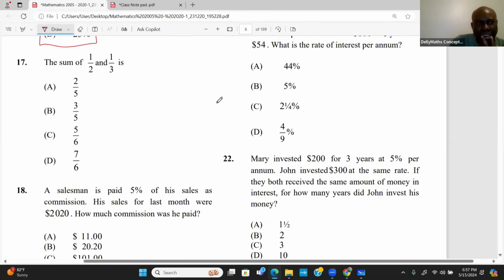I'm going to poll you for number 17 now. Take a look at number 17. Not a big deal. Number 17, the sum of a half plus a third. Half plus a third.